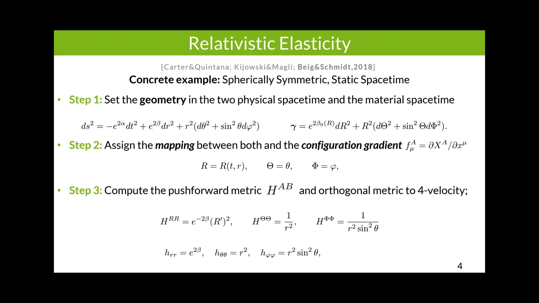Here I'm focusing on a concrete example, right? Spherically symmetric static spacetimes. So these are the two spacetimes that I said. And the first thing that you do is assign a mapping between these two spacetimes, and the configuration gradient. If you are not very familiar with mathematical relativity and differential geometry, when you put coordinates, what you're doing is just relating these coordinates here, and the configuration gradient is just the derivatives of these coordinates on this manifold B with respect to the manifold, let's say M.